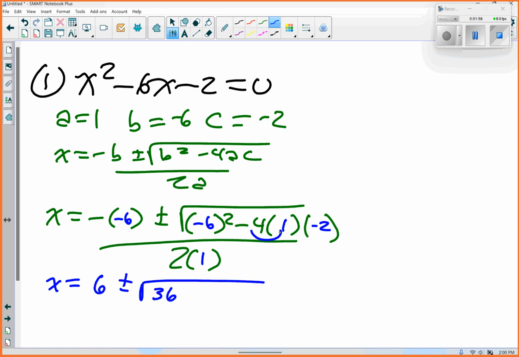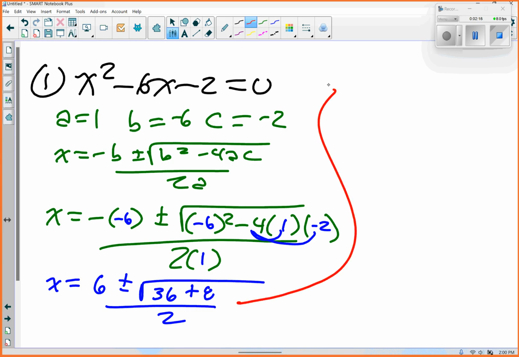And then -4 times 1 is -4. -4 times -2 is positive 8. All over 2. Everyone following the method to our madness? So -4 times 1 equals -4, and then -4 times -2 is 8. All right. We're good so far. So I'm bringing it upstairs so we can see it a little bit better. So I believe 36 and 8 added together is 44. Do you feel comfortable with my math?